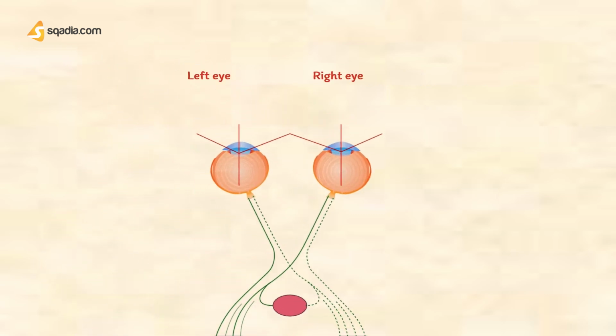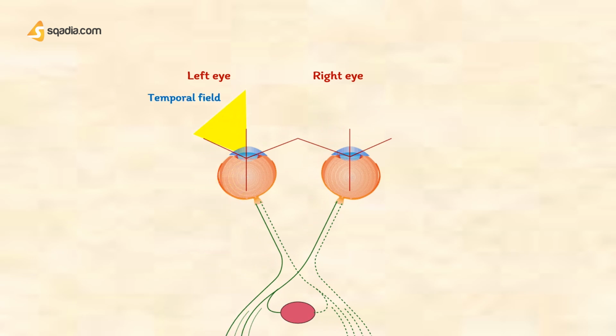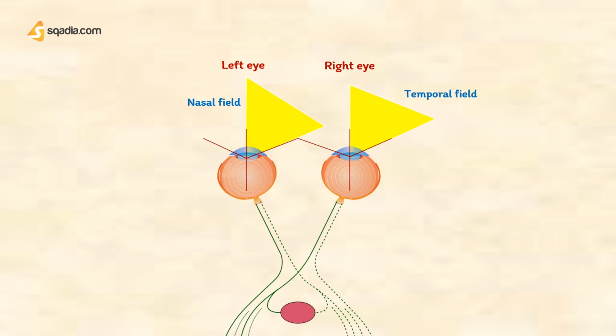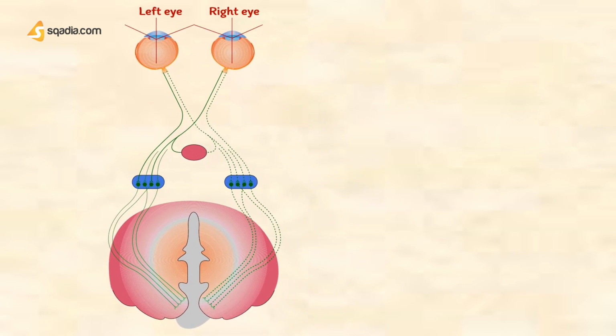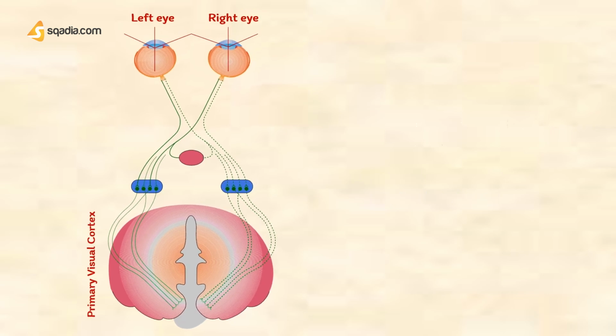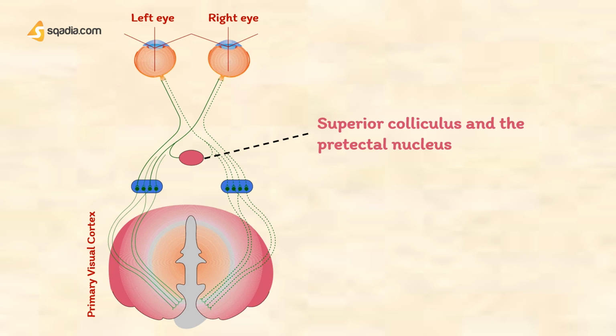The axons of the ganglion cells from the temporal region of the retina of the left eye and the nasal region of the retina of the right eye proceed into the left optic tract, whereas the axons from the ganglion cells in the nasal part of the left eye and the temporal part of the right eye form the right optic tract. The neurons that make up the optic tract connect to the first relay stations in the pathway, the lateral geniculate bodies, the superior colliculus, and the protectal nucleus of the brainstem.